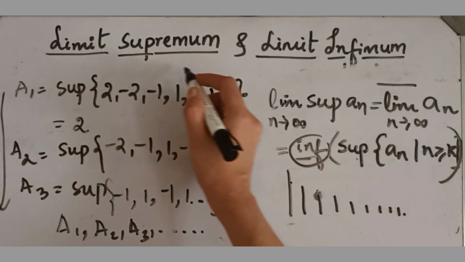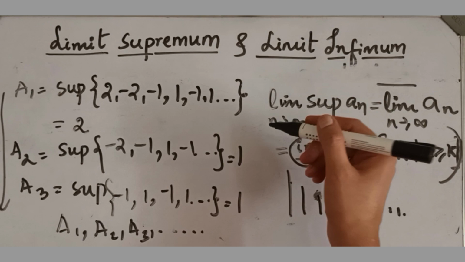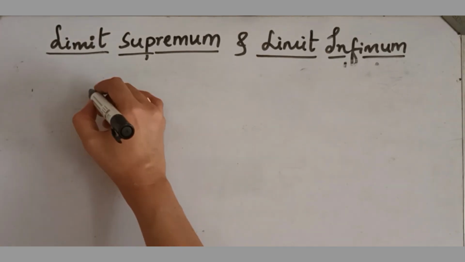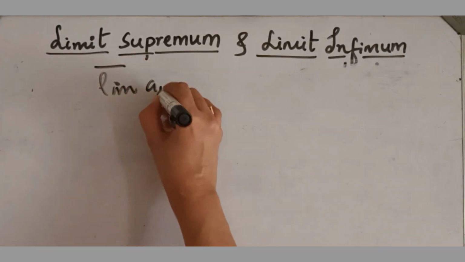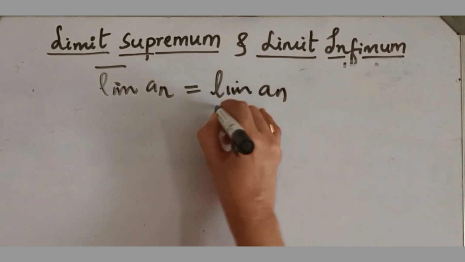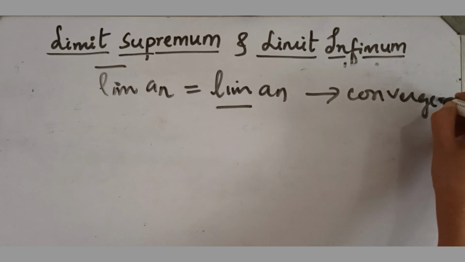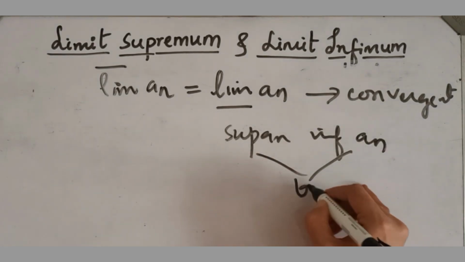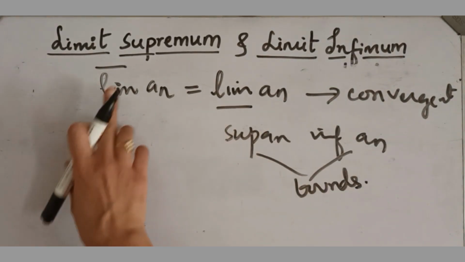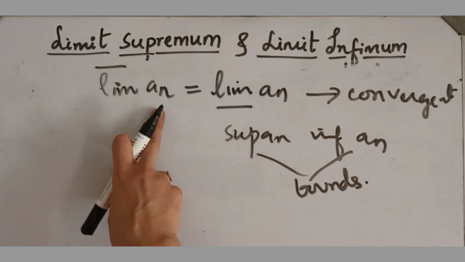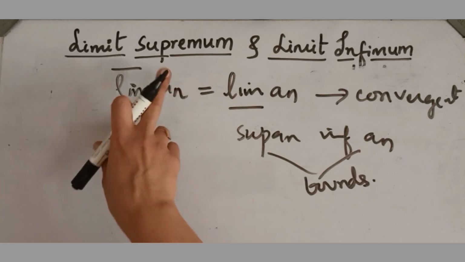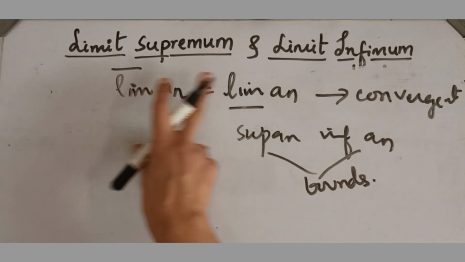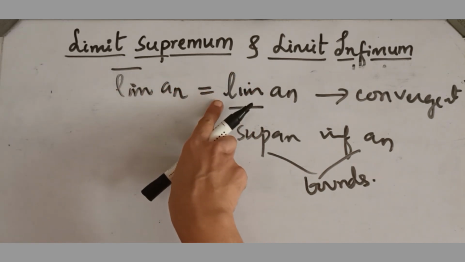Then why do you need limit supremum and limit infimum? This will help you to check the convergence of the sequence. That means if the limit supremum of a sequence equals the limit infimum of a sequence, then such a sequence is convergent. The supremum and infimum of any sequence just give you bounds on the sequence. But the limit supremum and limit infimum of any sequence give you eventual bounds, which will help you to find out the convergence and divergence of a sequence. If both limit supremum and limit infimum coincide, then such a sequence is convergent.